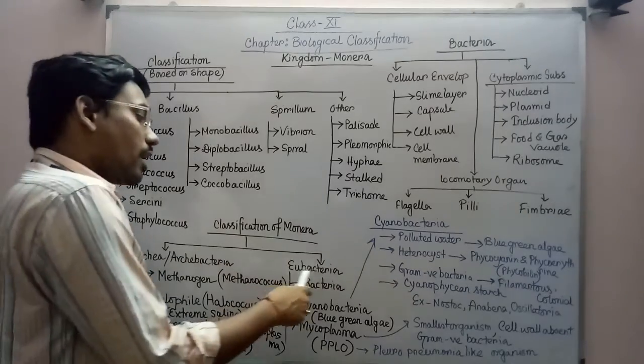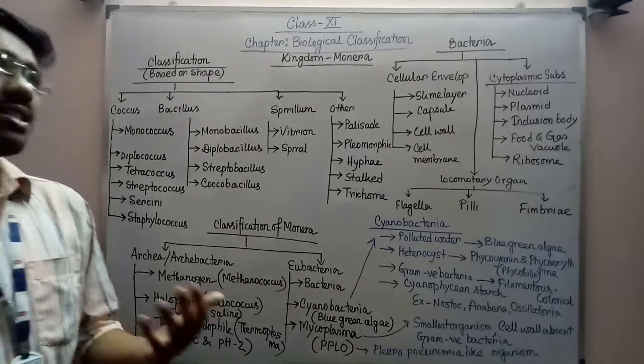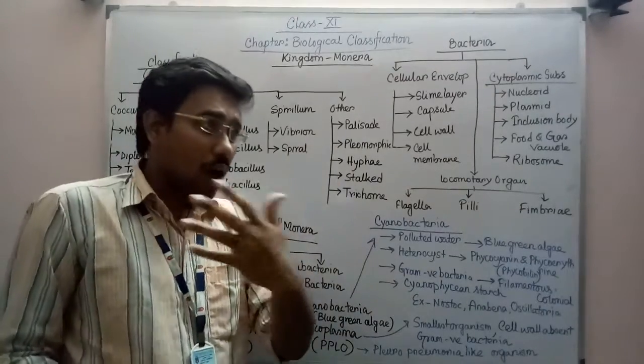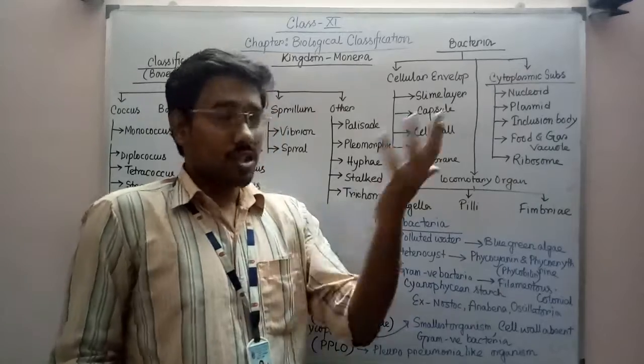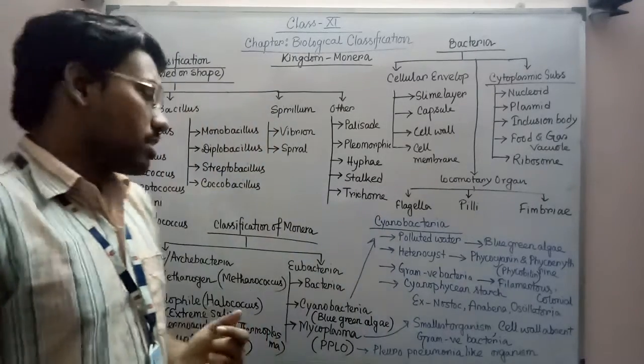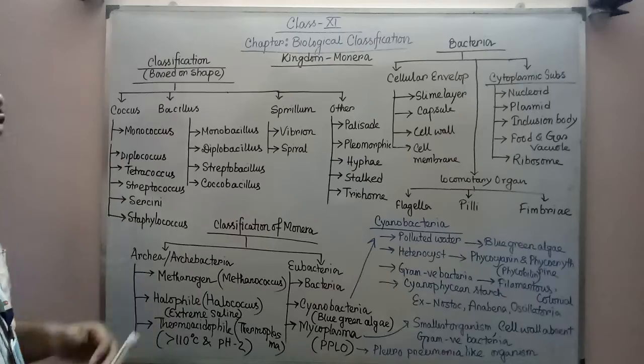Next one we can see here, Eubacteria, that is the true bacteria. This is the common bacteria which we can see in our normal environment, in the air, in the soil, in the water, everywhere they are just loitering. So those kinds of bacterial cells all come within the Eubacteria or the true bacteria.